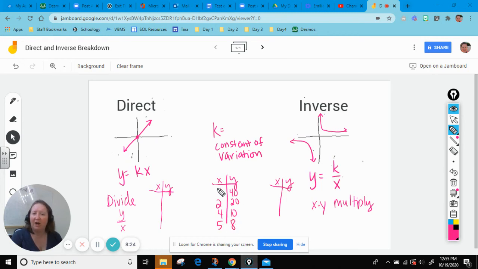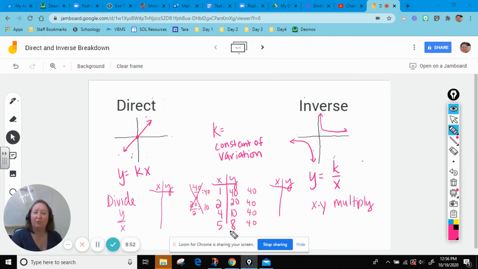Okay, if I divide those numbers, 40 divided by 1 gives me 40. 20 divided by 2 gives me 10. These are not the same number. So division did not work to get me the same number. Let me try to multiply. 1 times 40 is 40. 2 times 20 is 40. 4 times 10 is 40. And 5 times 8 is 40.